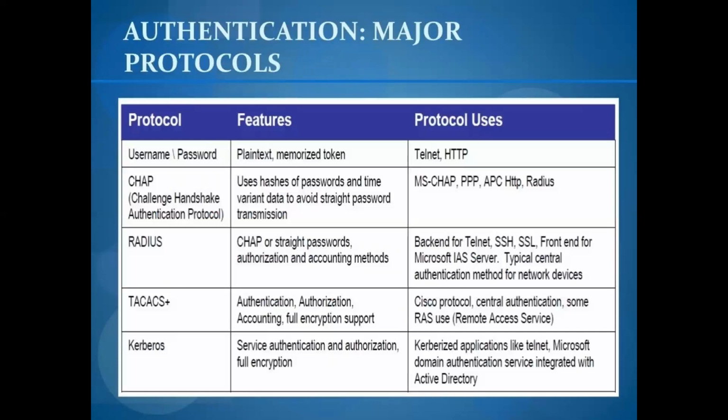These are the examples we can see: username and password with CHAP, the Challenge Handshake Authentication Protocol. Plain text passwords are used with protocols such as Telnet or HTTP. Then RADIUS, CHAP, or stateful password authentication methods. The backend is for Telnet and SSH, and the front end is for the Microsoft IIS server.